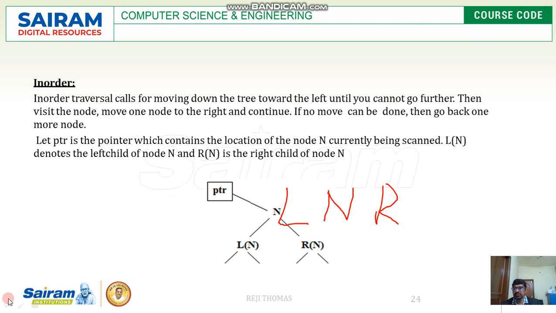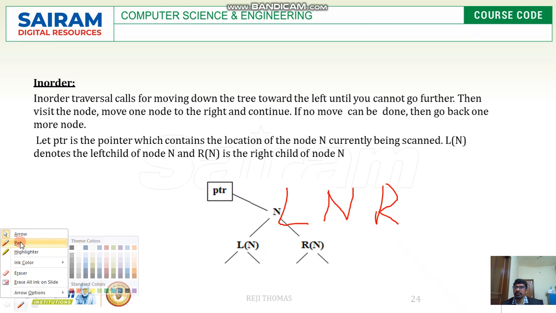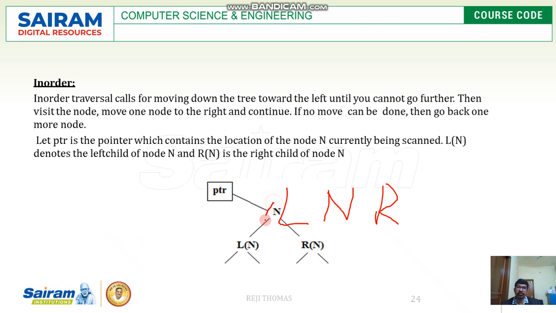So take this tree, where you can find three nodes: you have N, you have L, and you have R. Obviously the pointer PTR is going to be a pointer which gets the address of the root. Once you get the address of the root node, you have to move down the tree towards the left until no other node can be visited. If you take the given tree, you can find only three nodes.